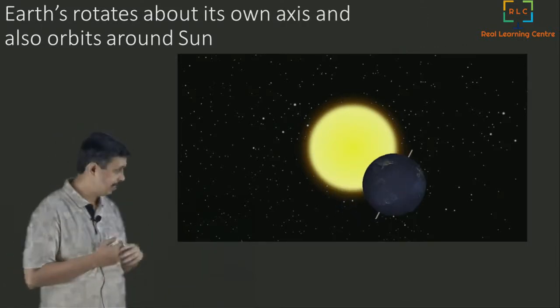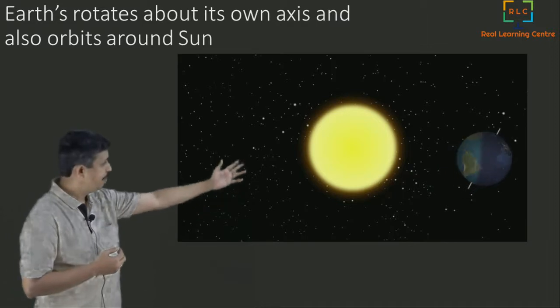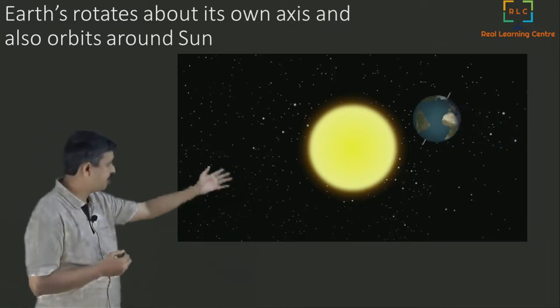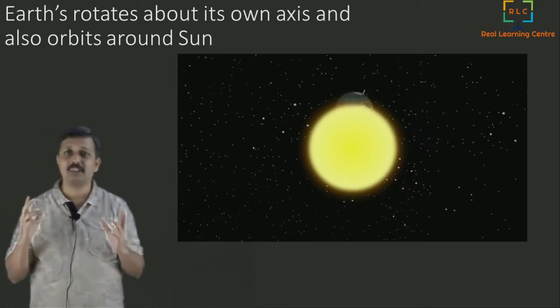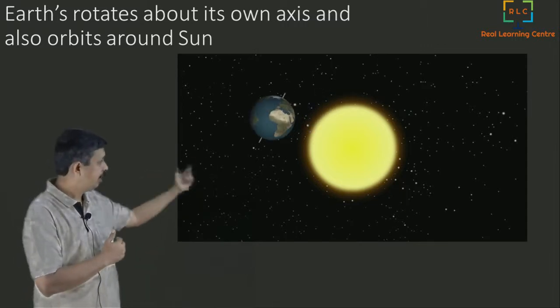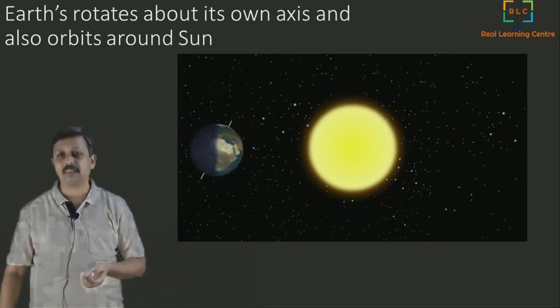So clearly see here, actually, Earth is rotating on its own axis and at the same time going around the Sun. So there was rotation and revolution. So that is the first step to understand the solar system. What is the relation between Earth and Sun? Earth is rotating on its own axis and also going around the Sun.